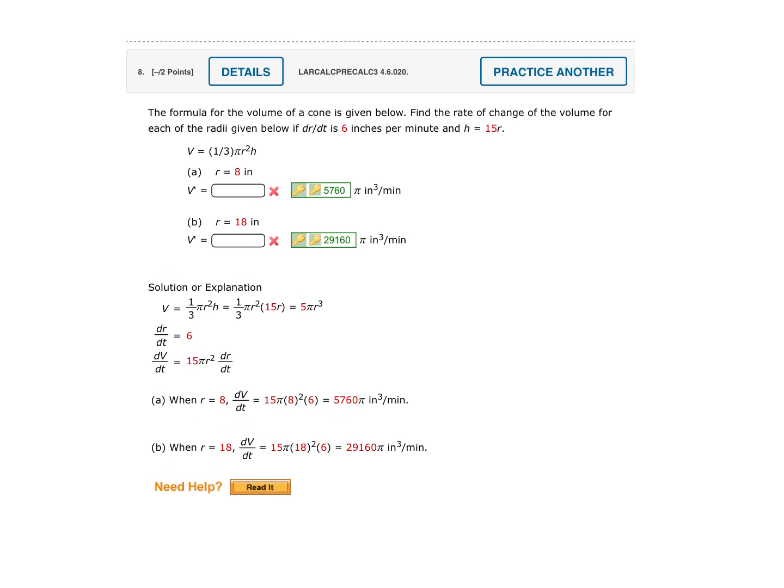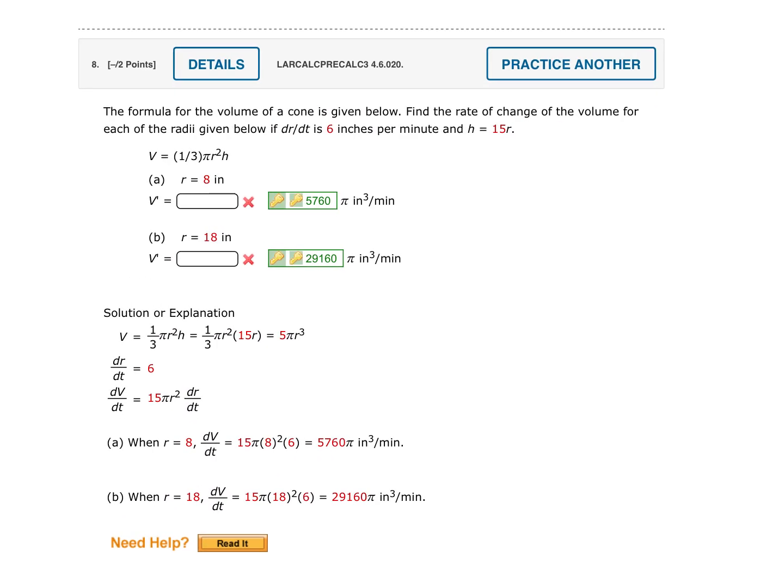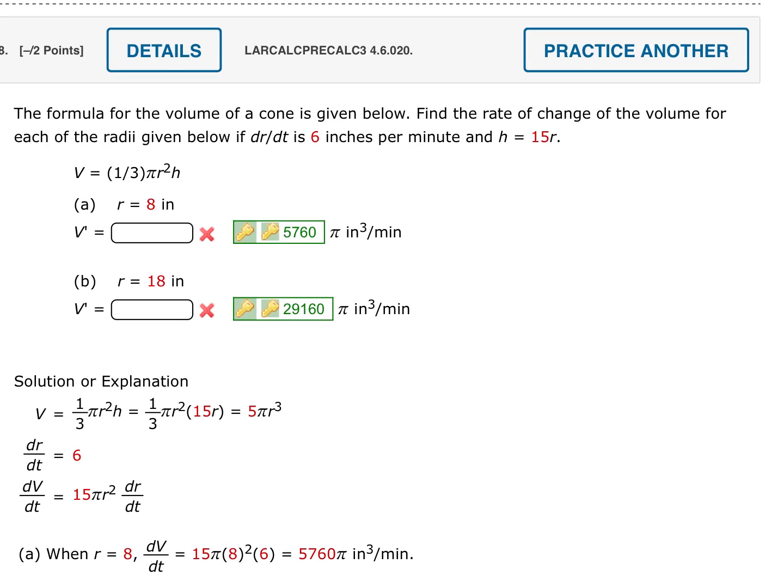So the formula for the volume of a cone is given below. Find the rate of change of the volume for each of the radii given below if dr over dt is 6 inches per minute and h is equal to 15r. So here it gives us dr over dt. It doesn't tell us dh over dt, so we want to change h to be in terms of r. So we can do that because it gives us h is equal to 15r. So I can just plug that into my h.